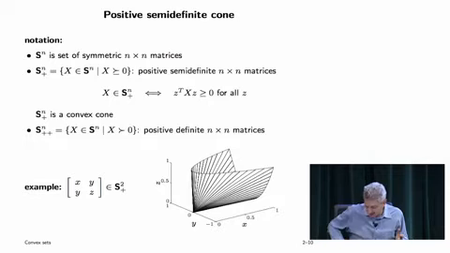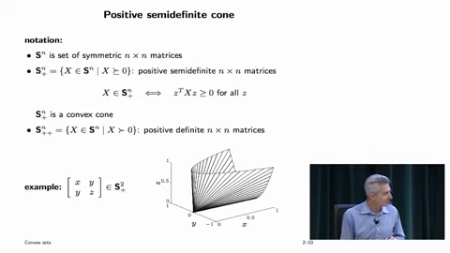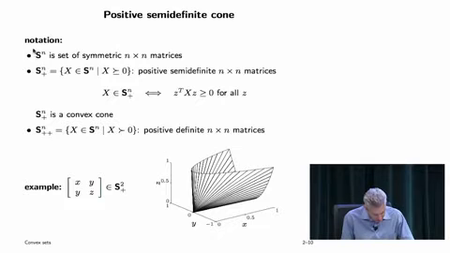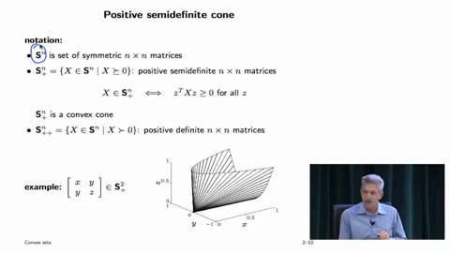Another set that we're going to see a whole lot is the positive semi-definite cone. And the notation is this. Sn is the set of symmetric n by n matrices. So that's a vector space, because it's closed under linear combinations and things like that.